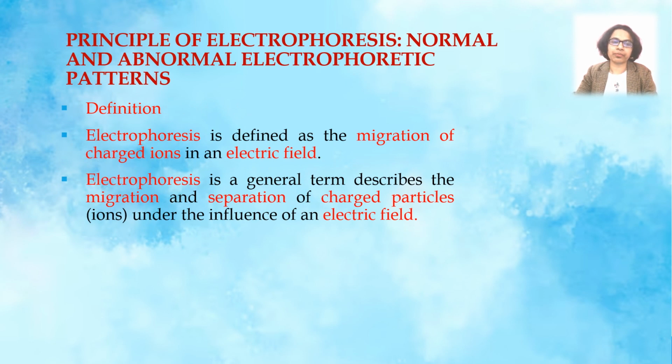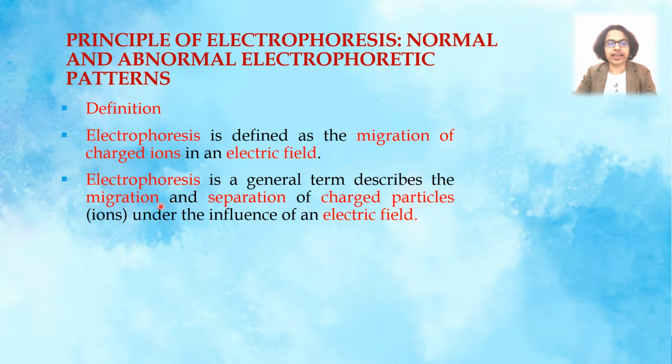So let us define the topic of electrophoresis. Electrophoresis is defined as the migration of charged ions in an electric field. So what do you mean by electrophoresis? It is defined as the migration. What is the meaning of migration? Migration means movement of charged ions in an electric field.